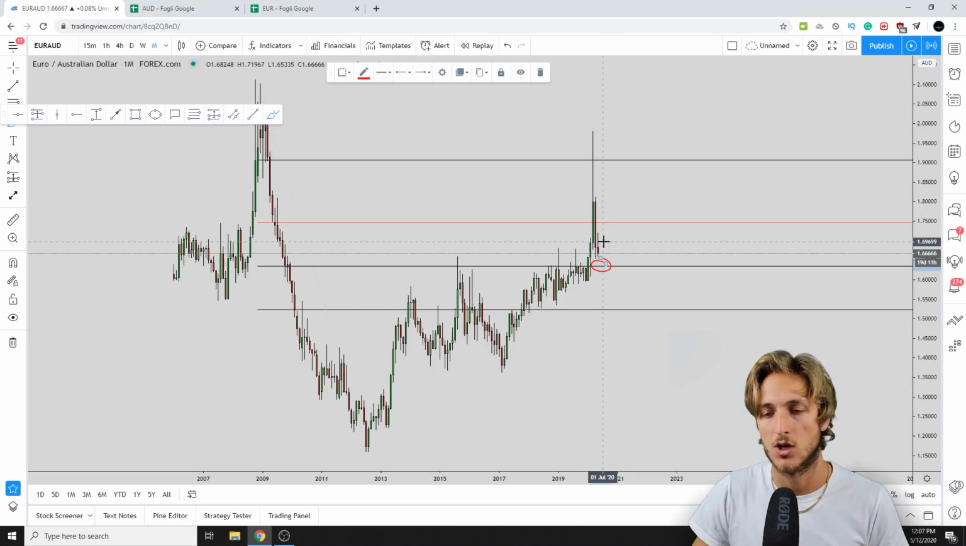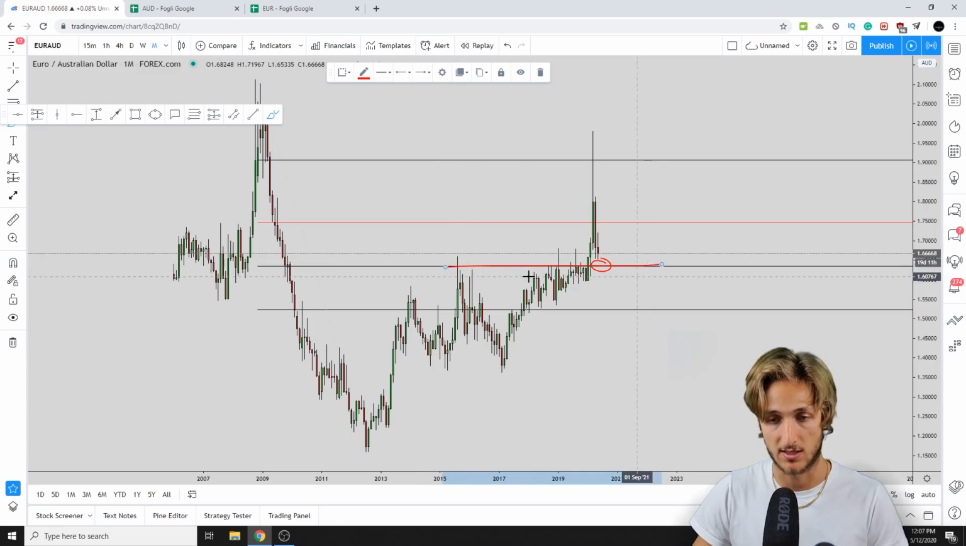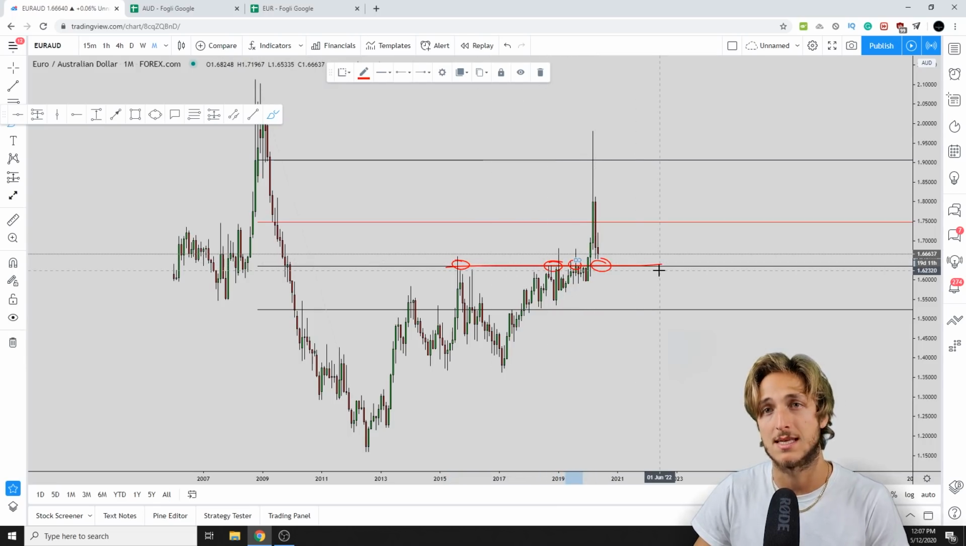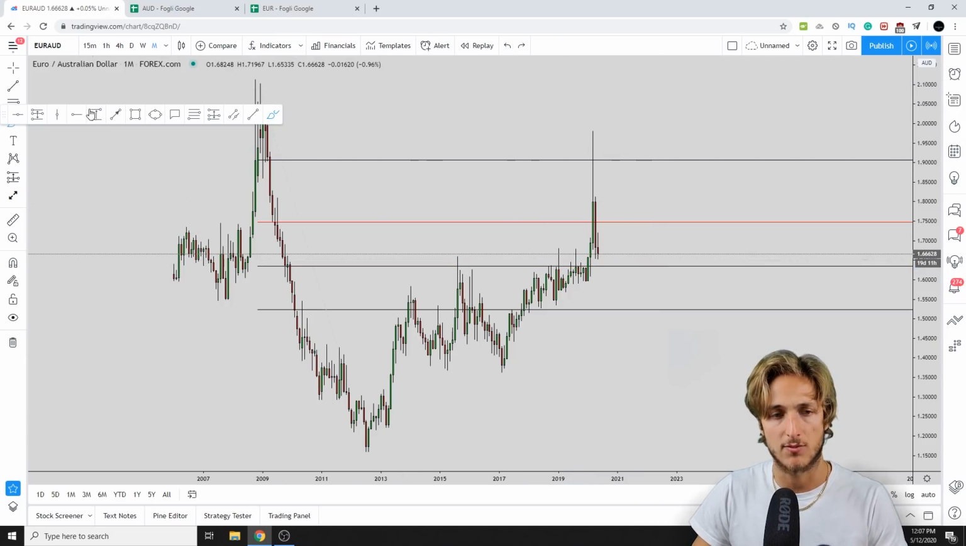Why? Because we can clearly see that this is a very strong level in the market. It was acting as resistance here, again resistance here, again resistance here, and all that resistance is now turned support. So it's a very strong demand area that market makers might want to go and test to grab some liquidity. So from a monthly perspective, we identified a possible downside target.